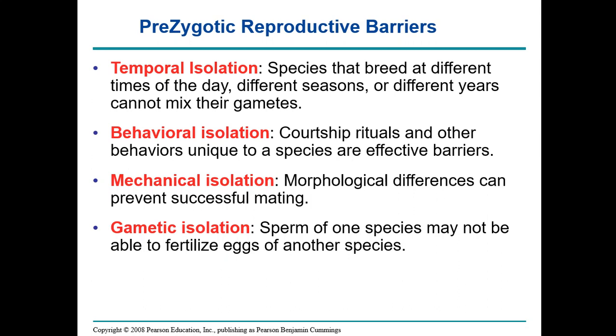So, next, we have gametic isolation. A sperm of one species may not be able to fertilize the egg of another species. Okay? They mate successfully, they copulate, the male releases the sperm, the female releases the egg. However, the sperm and egg itself cannot fuse. Okay, so the sperm cannot successfully fertilize the egg.